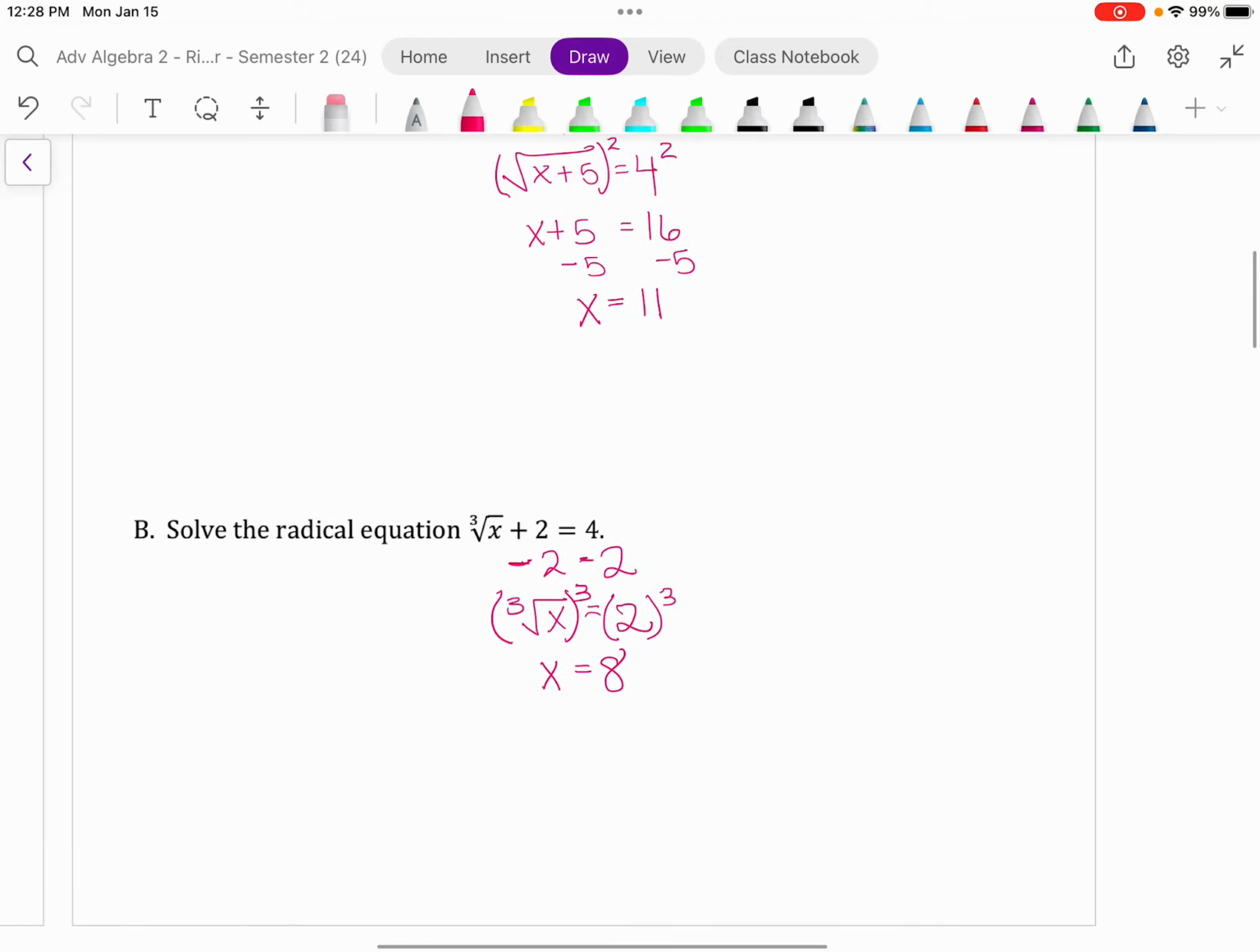Okay, and that is the most simplistic. We'll look at a word problem before bouncing to a little bit more difficult ones. But this concludes the first video.